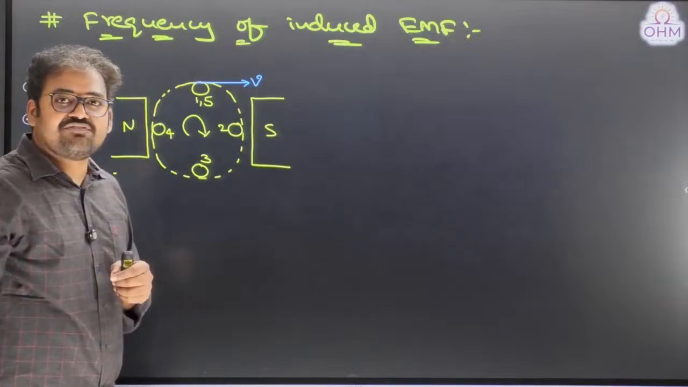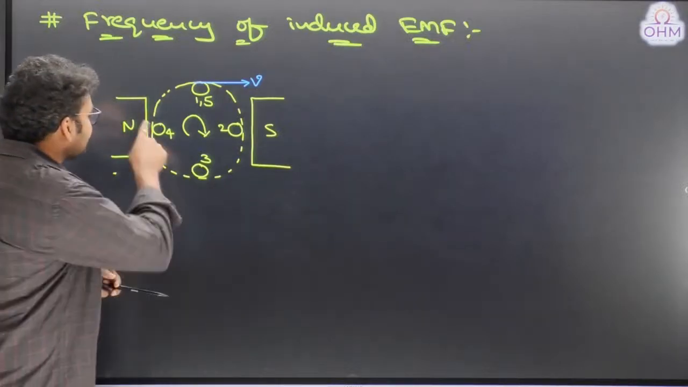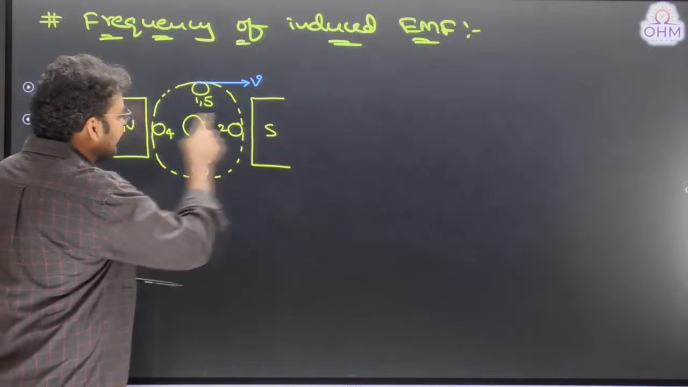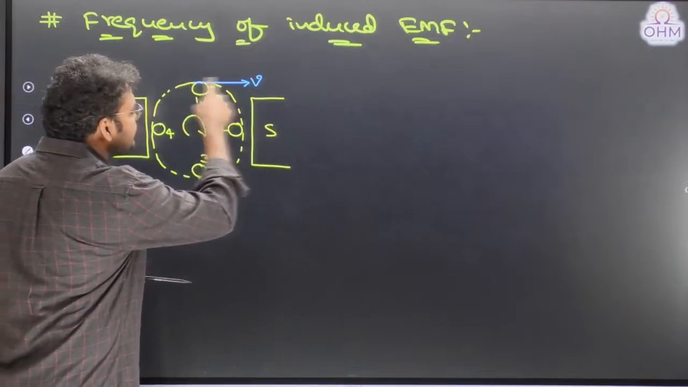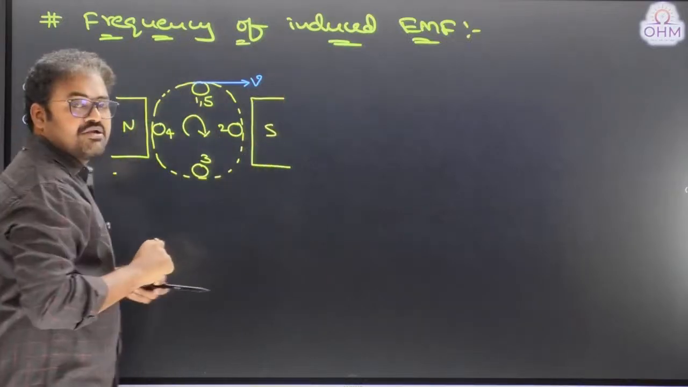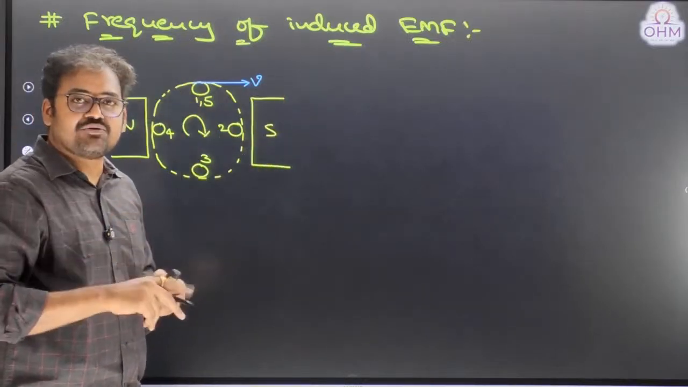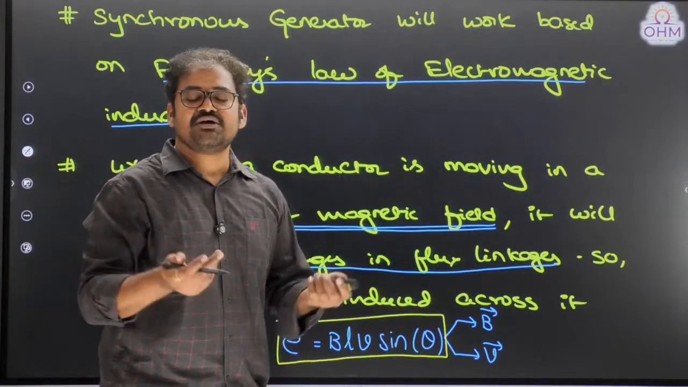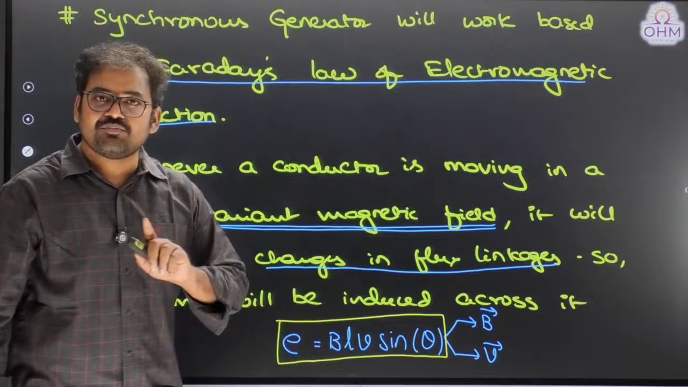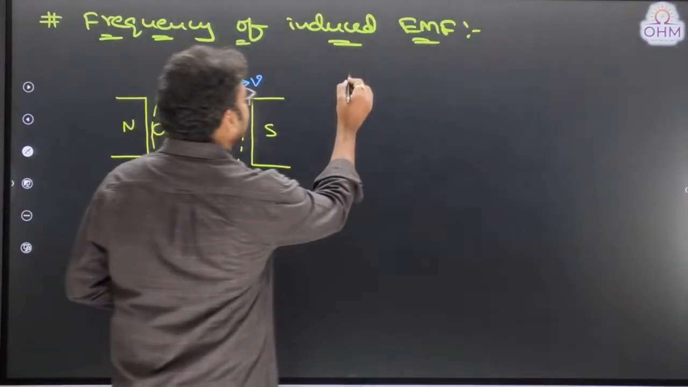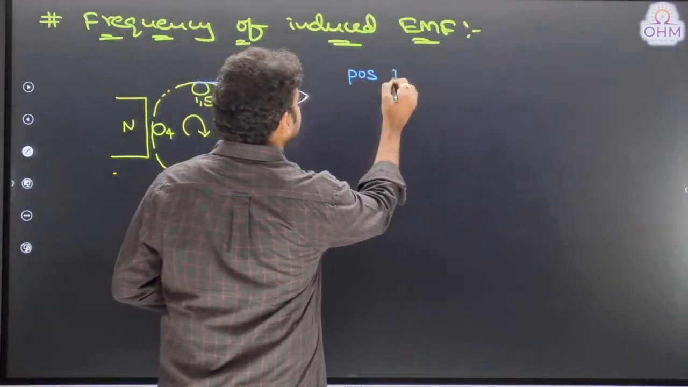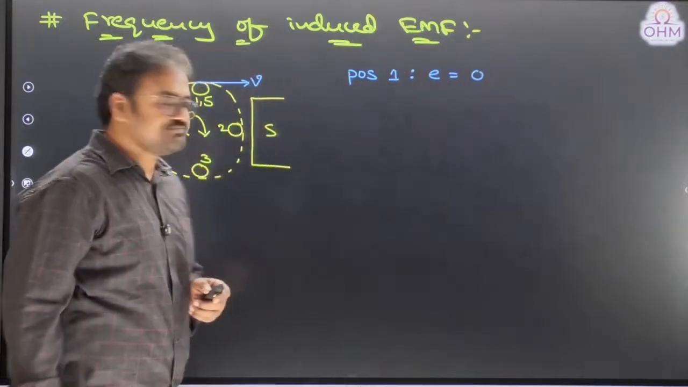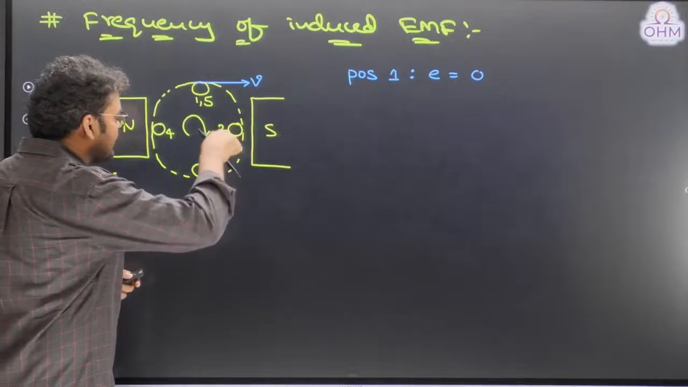What about the magnetic field? Magnetic field will always flow from north pole to south pole. Therefore, the magnetic field is horizontal. The velocity of the conductor is also horizontal. What is the angle between the two? 0. And if you keep that 0 degrees here, what is sine 0 degrees? 0. That means EMF cannot be induced. Therefore, at position number 1, the induced EMF is equal to 0. Got it? Okay.